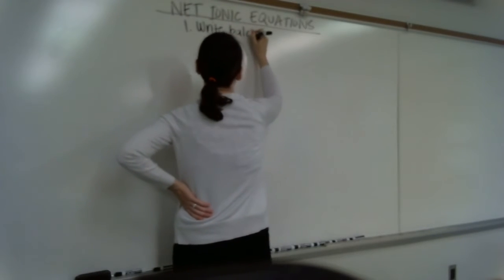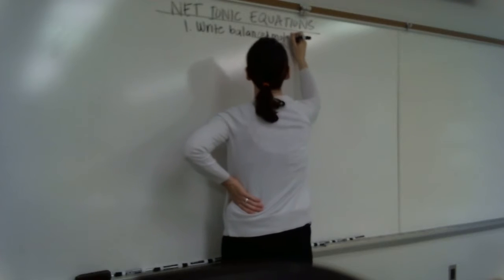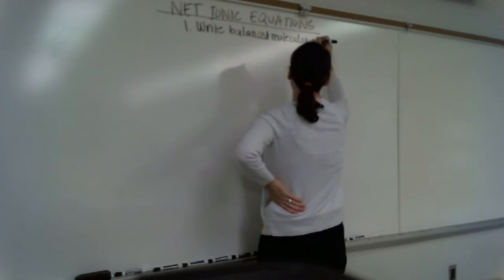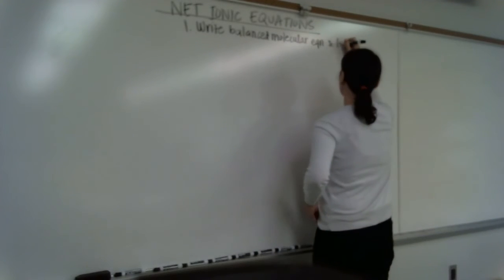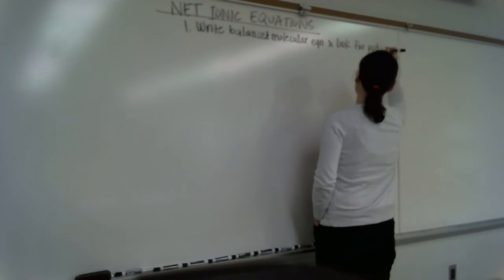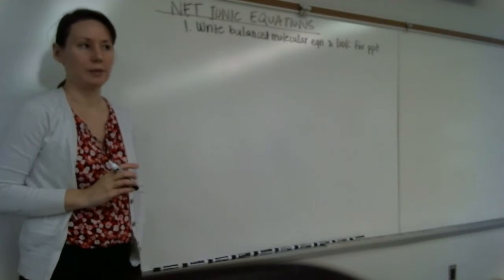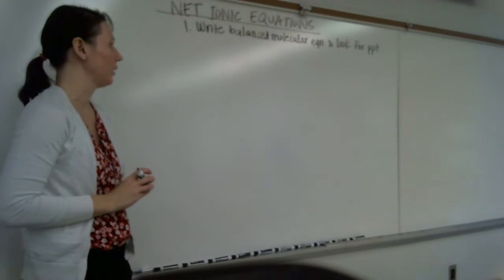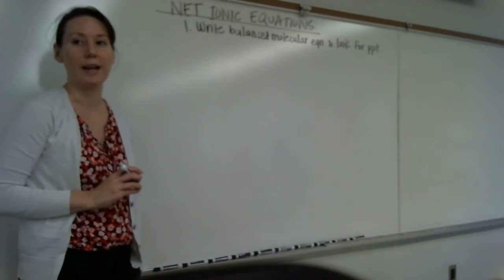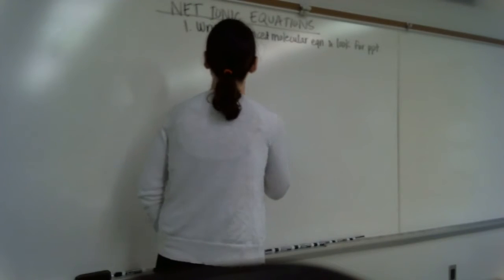Write a balanced molecular equation and look for a precipitate, PPT for short. What is a precipitate? It's the product that has what state of matter after it? Solid, right? It's the solid. Is there always a precipitate though? No, not always. So look for a precipitate using your solubility rules.